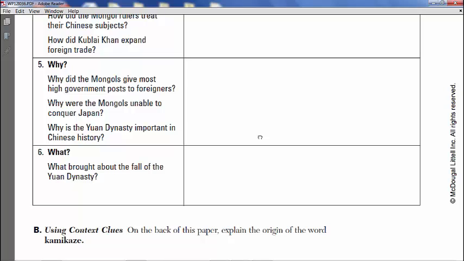Why were the Mongols unable to conquer Japan? They did want to go conquer Japan. Honestly, a storm destroyed both fleets. A huge storm destroyed both fleets.